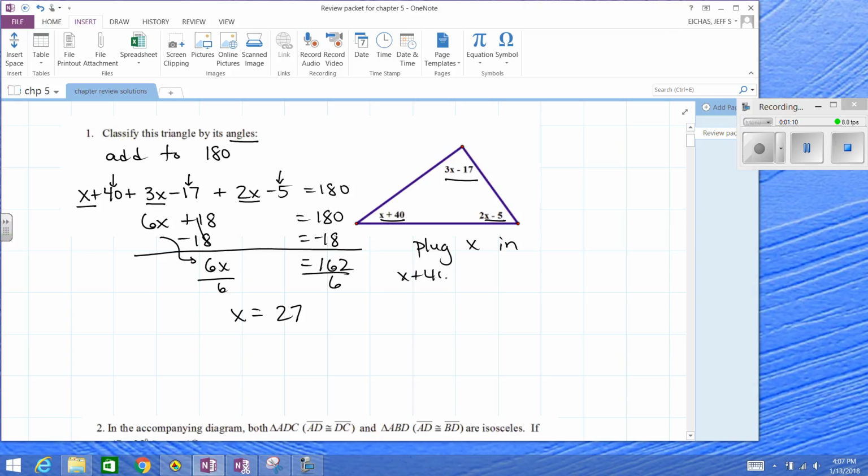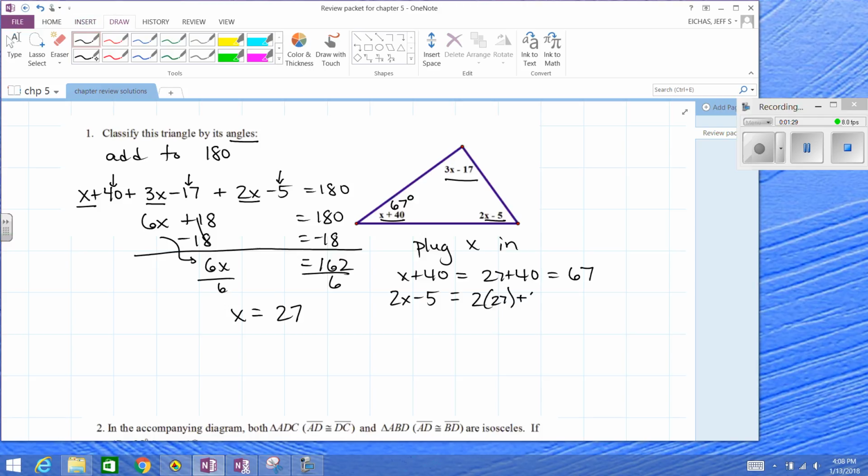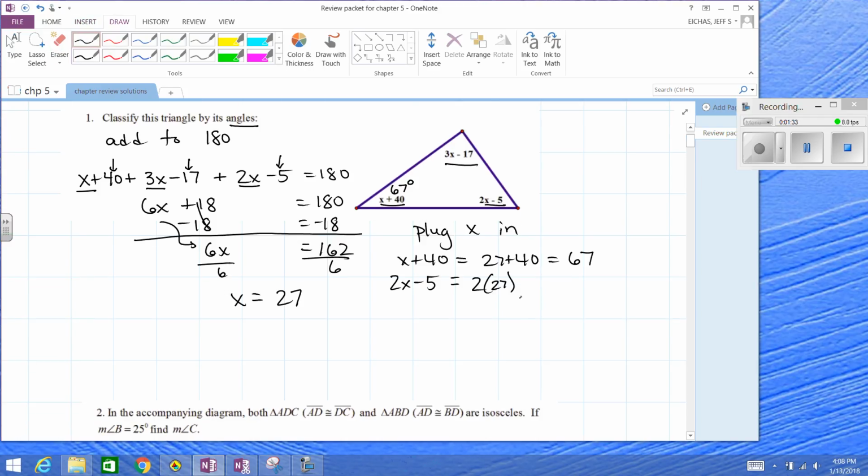So let's go with x plus 40. Sub in and get 67 degrees here. So then 2x minus 5. So we're going to take 2 times 27 minus 5. That's going to be 49. And 3x minus 17. That's 81 minus 17. We get 64. Okay, so then we'll just make sure those add up to 180. Throw those in a calculator, and yes, they do.